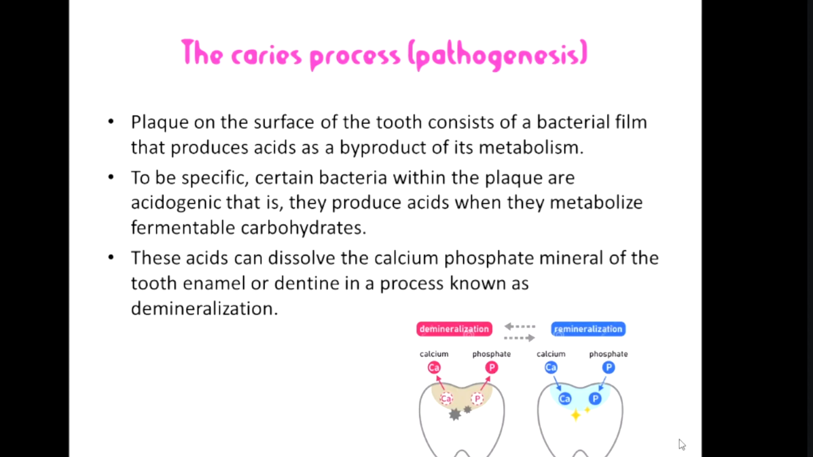So certain bacteria within the plaque are acidogenic. This means they produce acid when they metabolize carbohydrates. These acids can dissolve calcium phosphate minerals of the tooth enamel or dentine in a process known as demineralization.